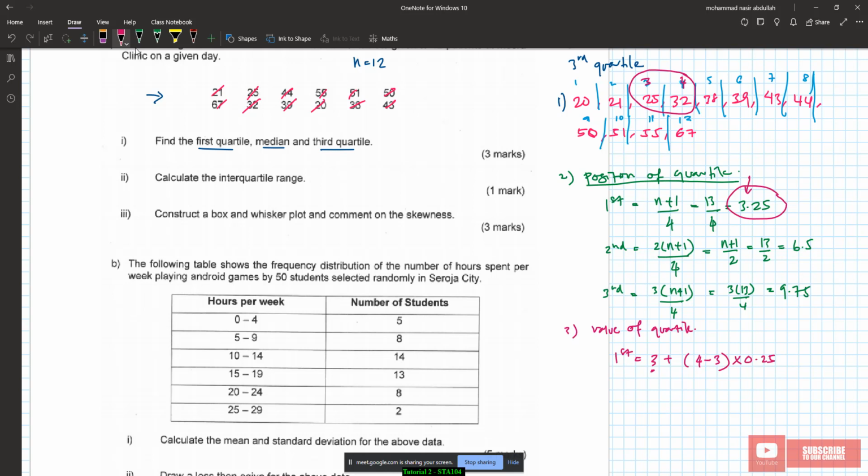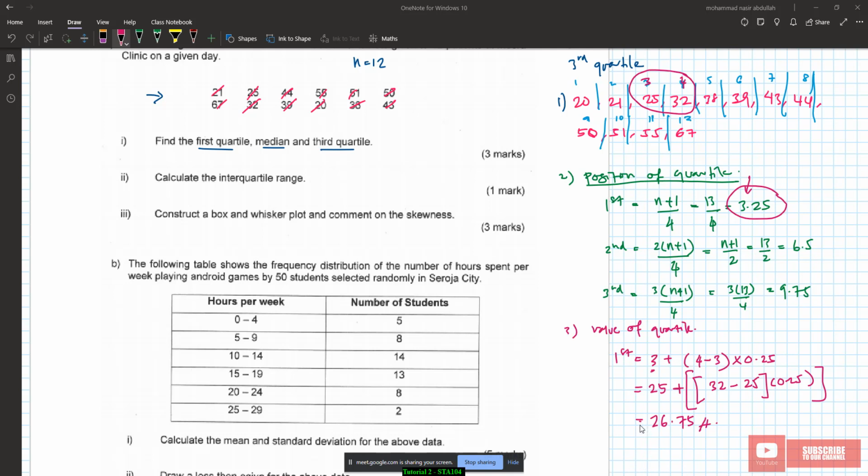How we going to do it? So the value that we're going to take is 25 plus 32 minus 25 multiply with 0.25. This is the big bracket. So quartile number 1 should be 32 minus 25 multiply with 0.25 plus 25. So quartile number 1 should be 26.75. Only 1 mark, right? Because this one should be very simple, right?